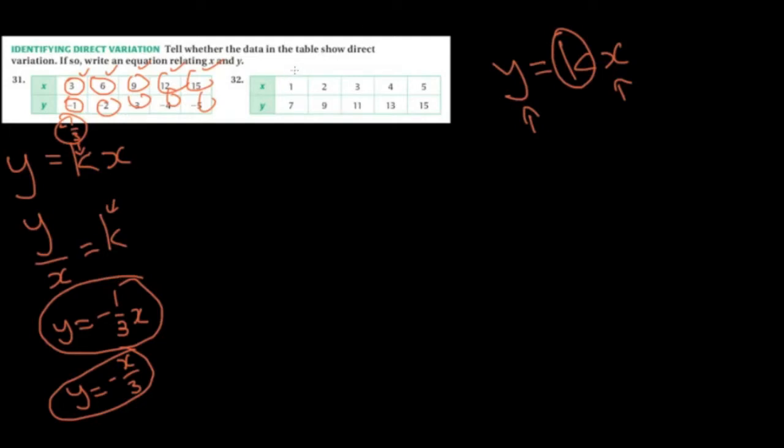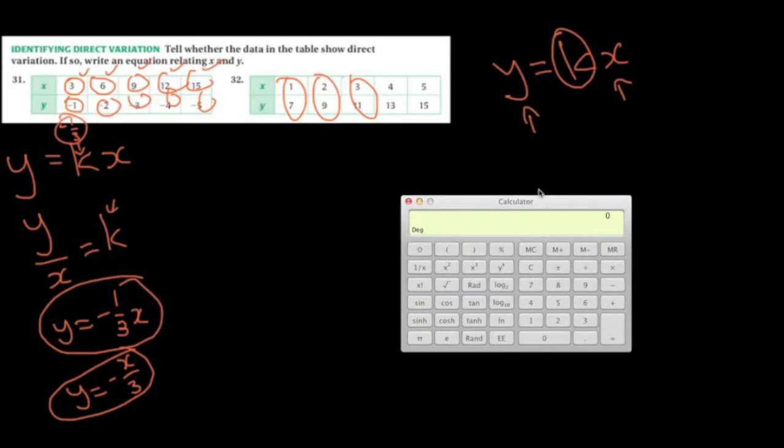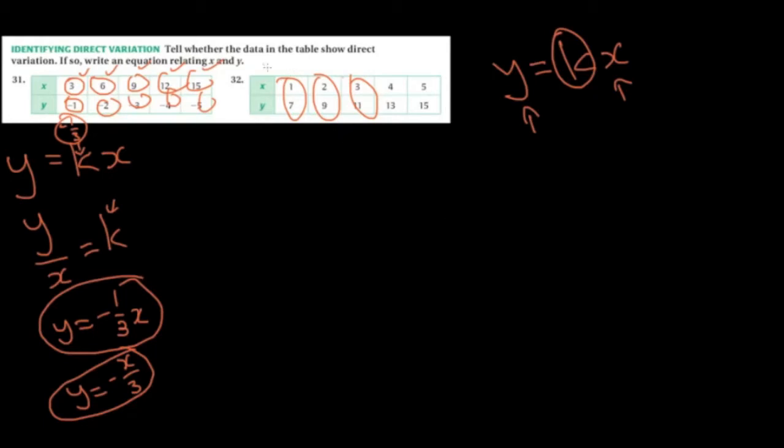So now let's try this one and see how it would work. Again, we're going to do the same thing. Divide these, divide these, divide these, and see what happens. Just going to pull the calculator up here. So first we're going to do 7 divided by 1. It's going to be 7. And then we're going to do 9 divided by 2, which is 4.5. But they don't match, so you could say right away that this does not represent direct variation. These do not work out, so not direct variation.